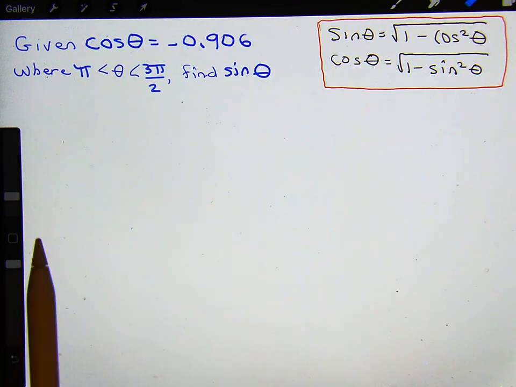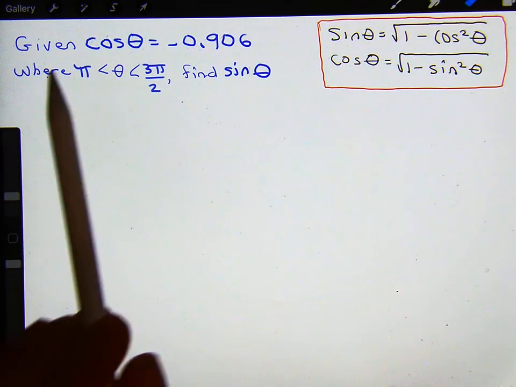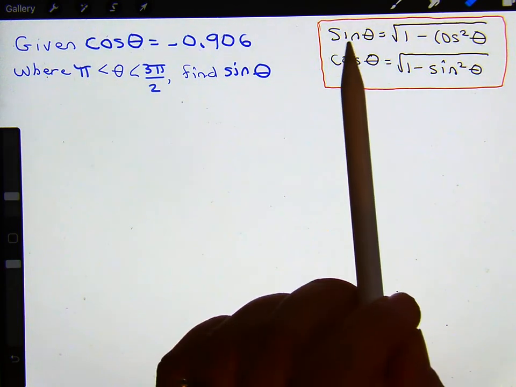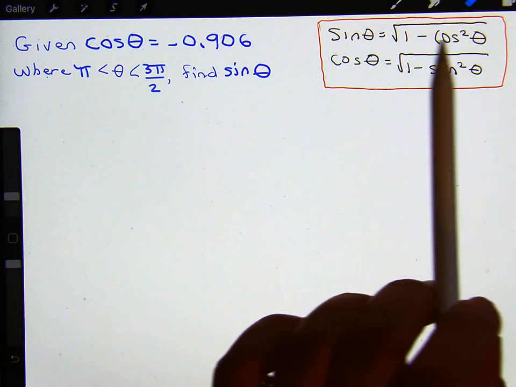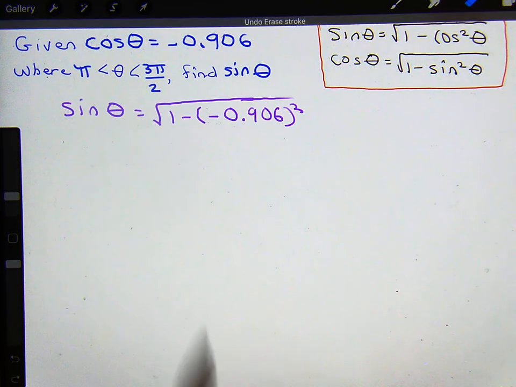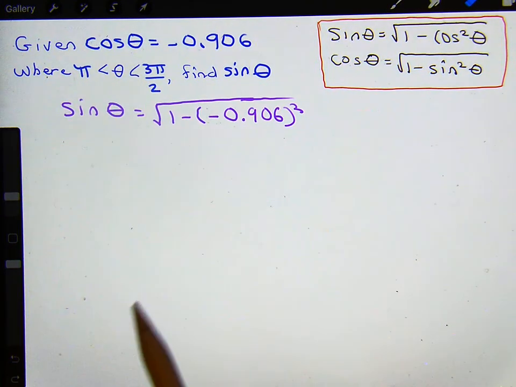Now for the next example, finding sine given cosine, this time where pi is less than theta less than 3 pi over 2. So we're looking for sine, and since we're looking for sine, this is going to be our formula that we're going to use. So we're going to take our cosine and plug it in.